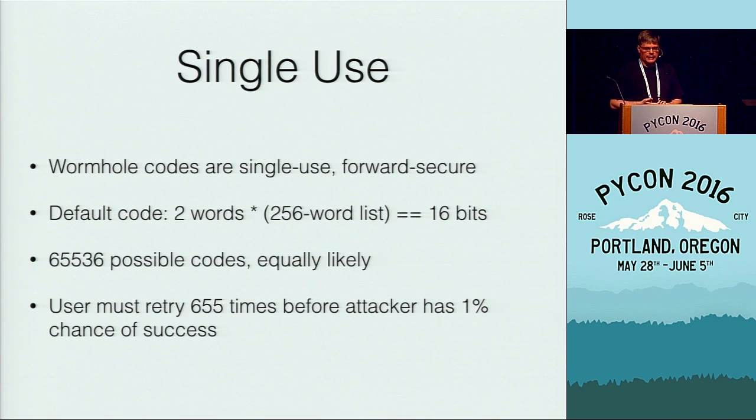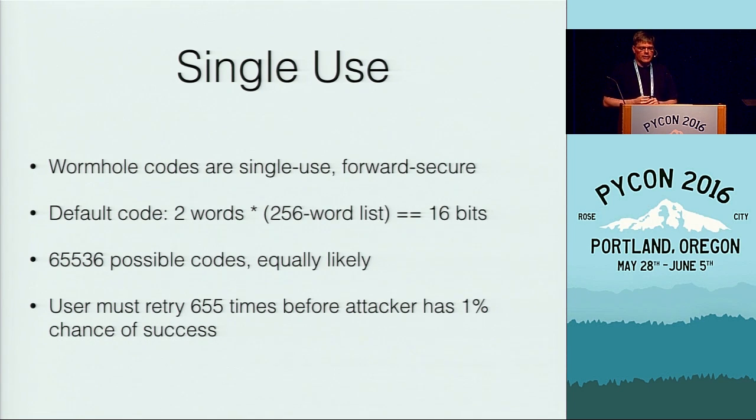That configuration gives us a 16-bit secret. You can change that. There's an option to use more words if you feel like it. But that means that there are 65,000 codes. These are single use, so each time you send a file, you get a new code. Every time, if you want to send a new file, you get a new code. You establish that new connection.